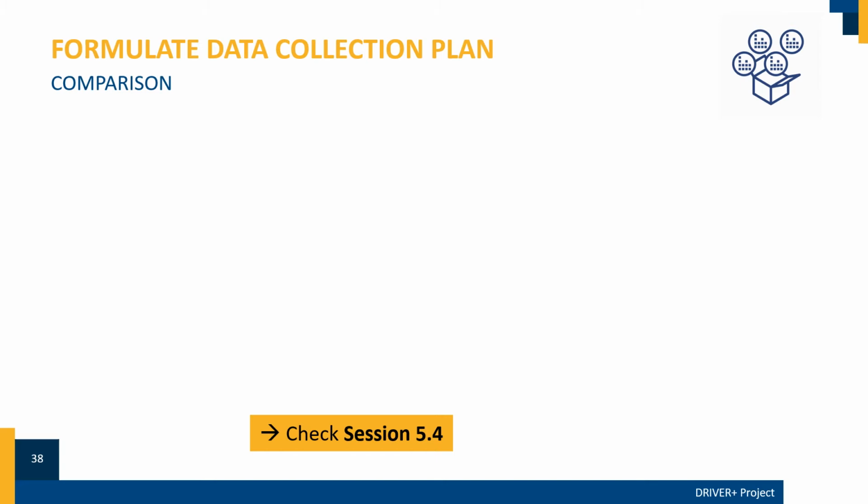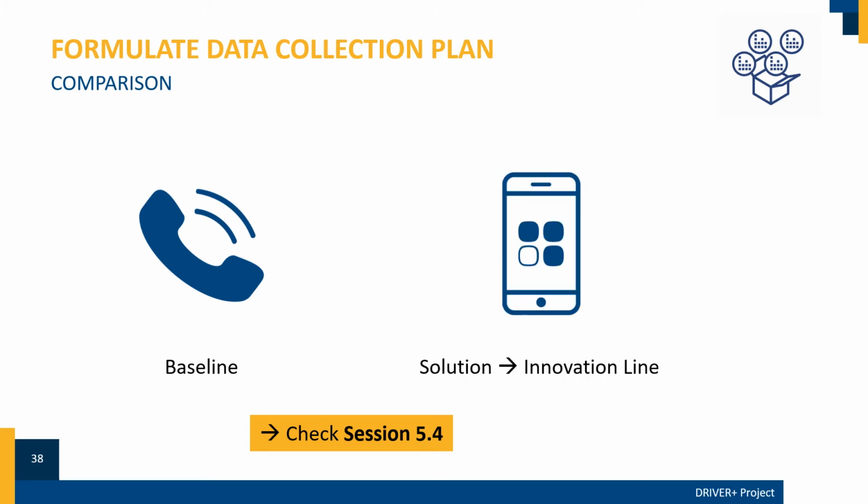Let's compare our example. The baseline is the basic 112 call. Conveying the exact location by voice communications is confusing. It is hard to describe the exact place via a normal phone call. Your solution is an app that directly sends the GPS data together with the call. How will this affect your process? And what kind of data should you collect to measure that?